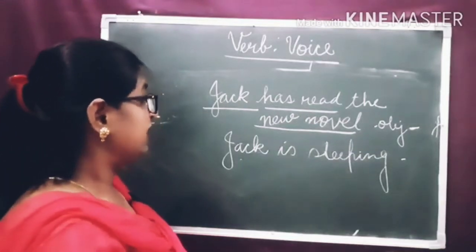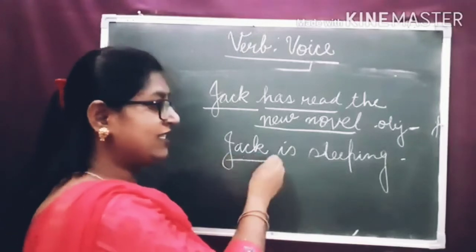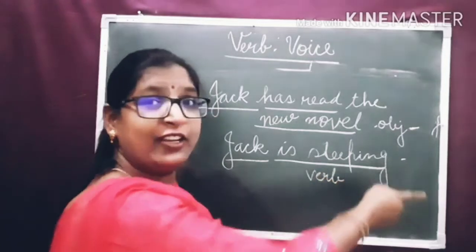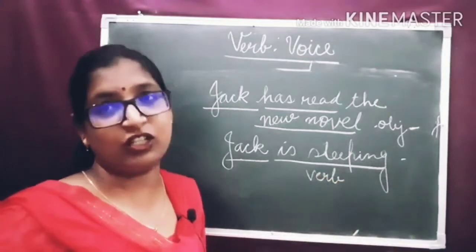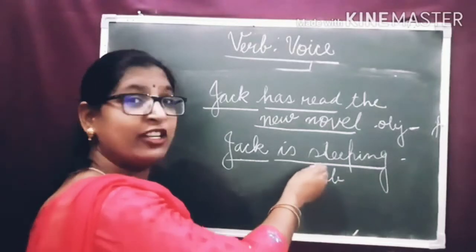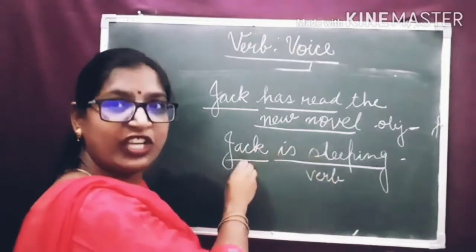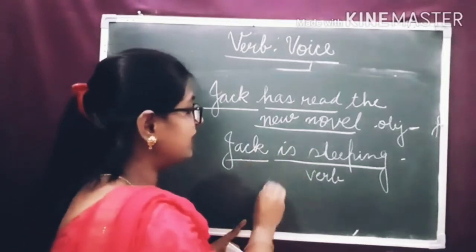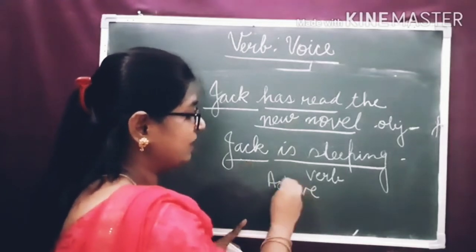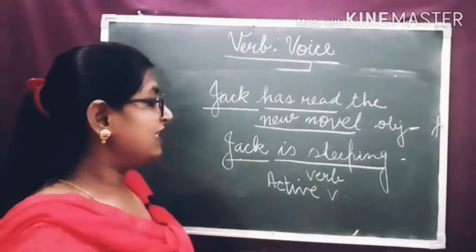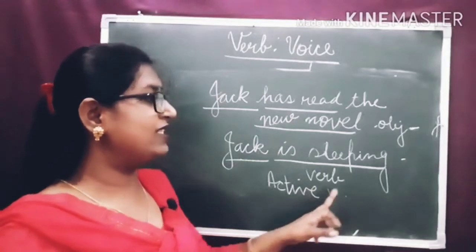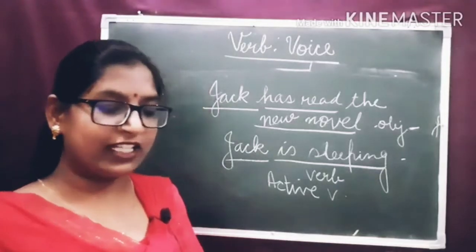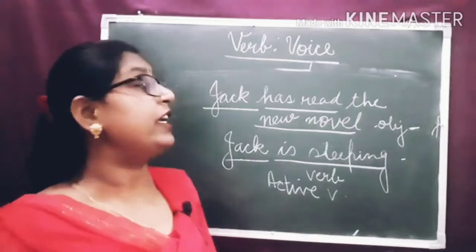And let's see this example. Jack is the subject, is sleeping is the verb. Is there any object? Jack is sleeping, what or whom? There is no object. And here the action of sleeping is performed by Jack, isn't it? The action of sleeping is performed by the subject. So the verb is in active voice. The sentence is in active voice. In this case, we can see intransitive verbs also can be in active voice. Okay, so verbs in active voice can be either transitive or intransitive.